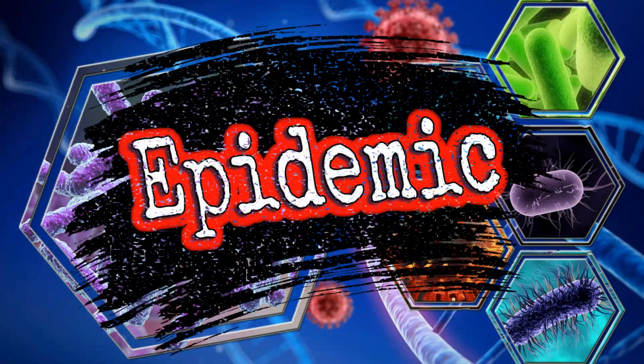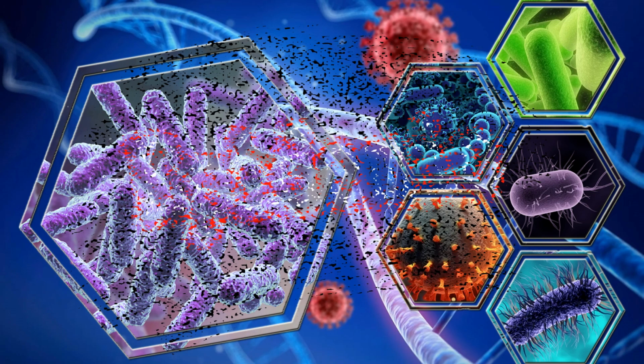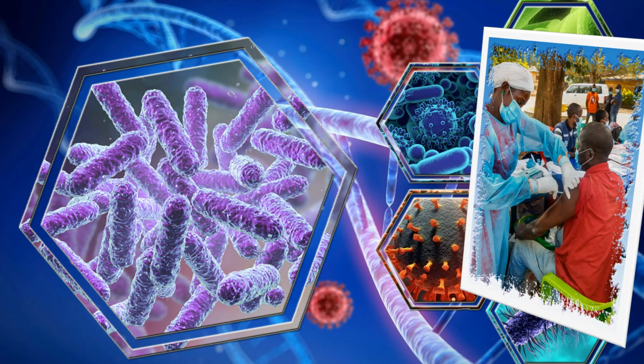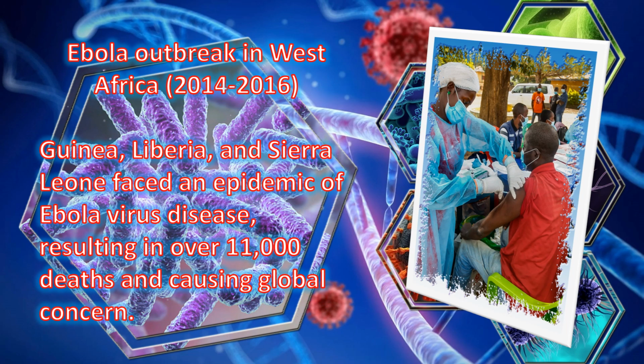Here are three well-known examples of epidemics. Cholera outbreak in Haiti, 2010 to 2011. Haiti experienced a significant cholera epidemic following the devastating earthquake in 2010, leading to thousands of deaths and widespread illness. Ebola outbreak in West Africa, 2014 to 2016. Guinea, Liberia, and Sierra Leone faced an epidemic of Ebola virus disease, resulting in over 11,000 deaths and causing global concern.